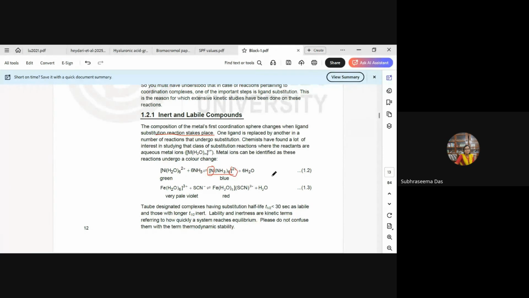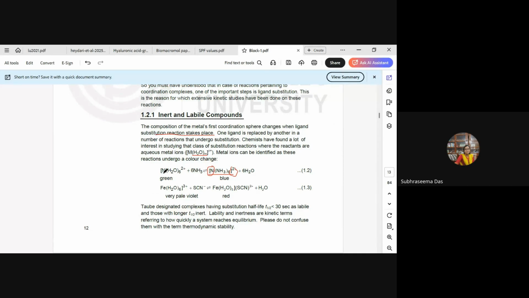Because it is a substitution reaction, one ligand is replaced by another ligand, and if another new ligand is possible, then the previous ligand further undergoes substitution. This is how a normal substitution reaction occurs. Chemists have found a lot of interest in studying these reactions, particularly when aqueous metal ions, with H2O attached to metals like iron or nickel, are involved. The substitution reactions are very interesting.